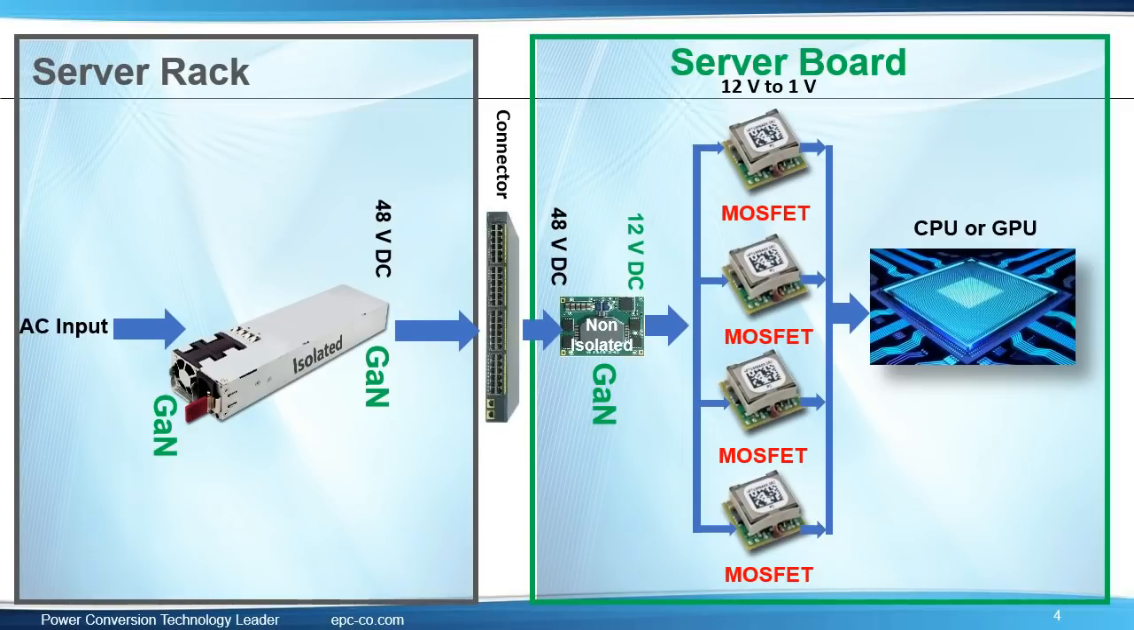eGaN FETs increase power density and efficiency for the front-end conversion, 48 volts to 12 volts, or 48 volts to 5 volts. Additionally, the AC to DC power supply that remains on the server rack is also converting rapidly to GaN FETs or GaN ICs on both the primary side and the secondary 48-volt side. EPC's 200-volt transistors are ideally suited for this synchronous rectification application.